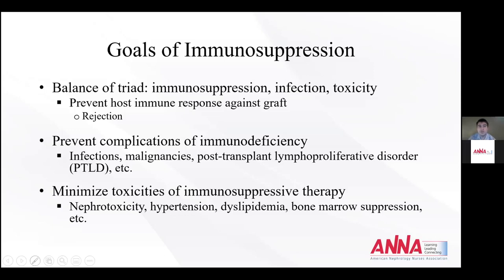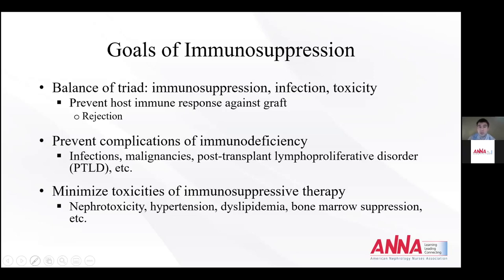So we want to prevent that host immune response against the graft, which is the kidney. When you put a kidney in and you connect it, it's called an allograft, the kidney allograft. So we want to prevent the body from attacking that. And we want to prevent rejection, with enough immunosuppression that you can prevent the body from attacking itself. Then you would prevent complications from immunodeficiency.